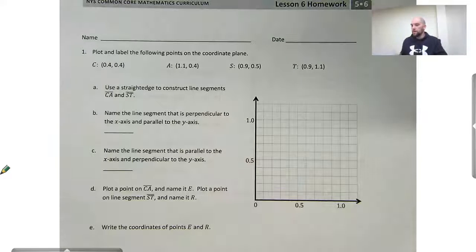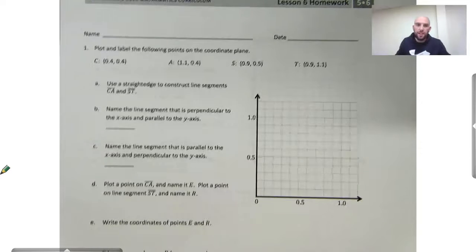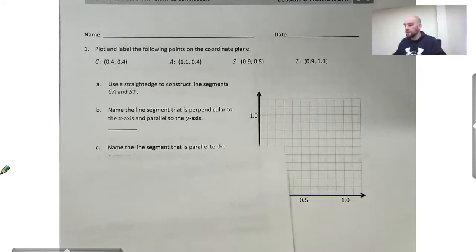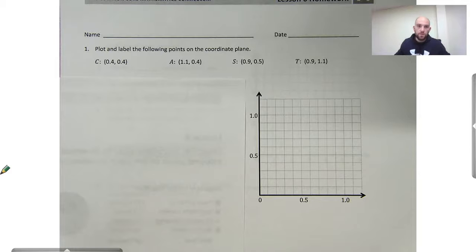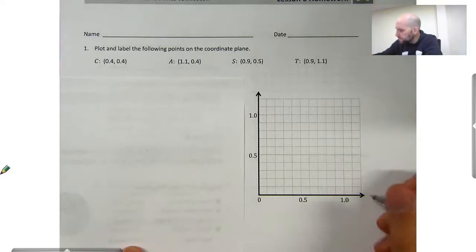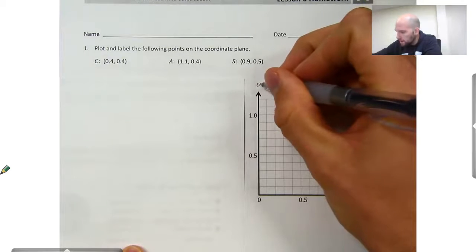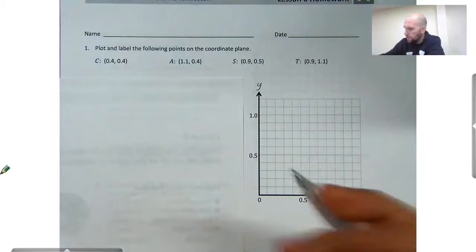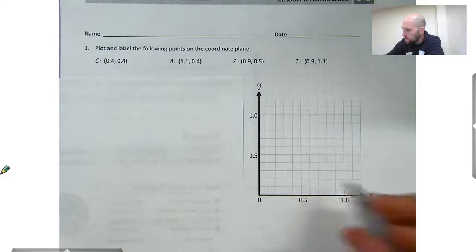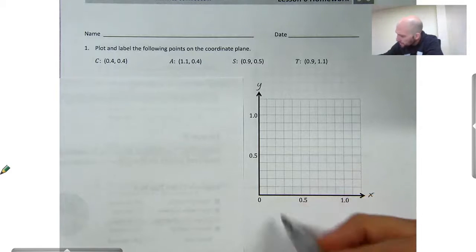So if we look at this first page, there's a lot of stuff on here. So what I'm going to do is place my paper like this so that we're just focusing on the first thing that we need to do. It says plot and label the following points on the coordinate plane. The first thing I'm going to do is label my x and y axes so we know where those are. And I want to look at our intervals here. We have 0.5 and we have 1. So I'm going to guess each one of these is probably going to be a tenth.